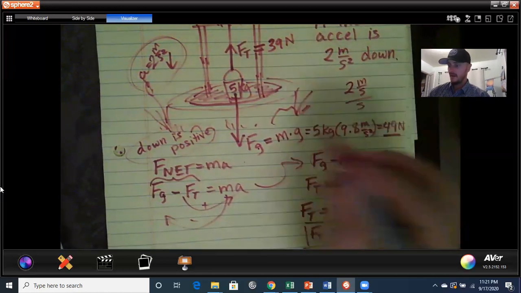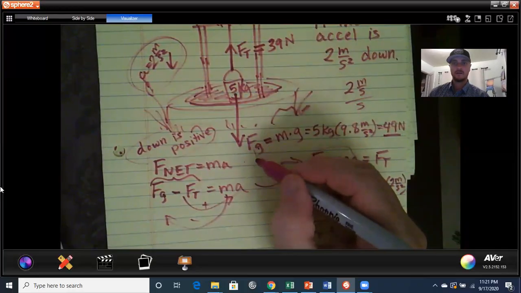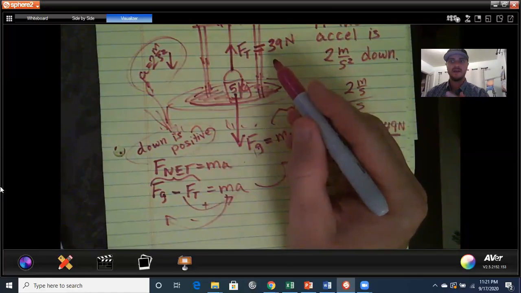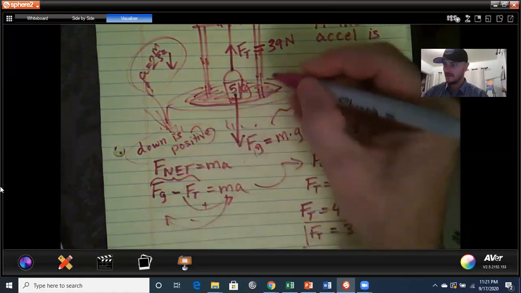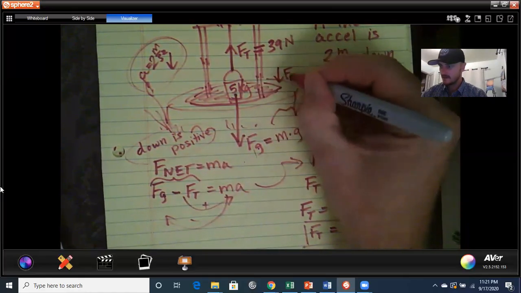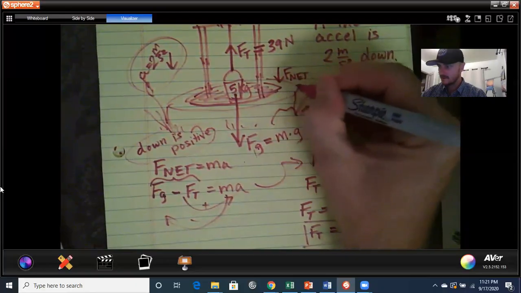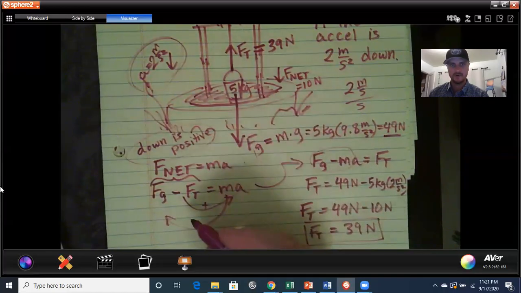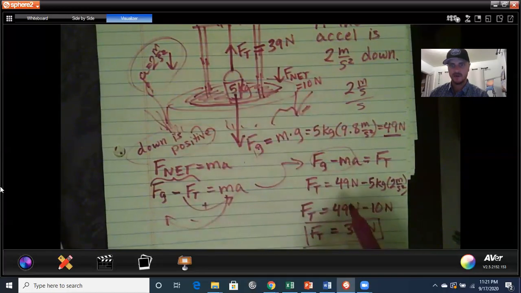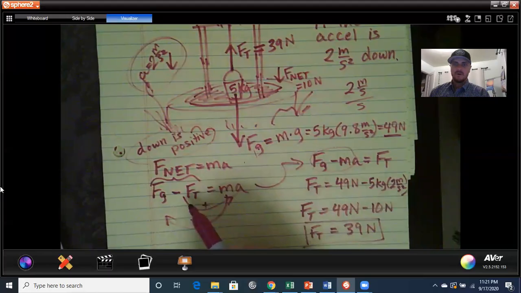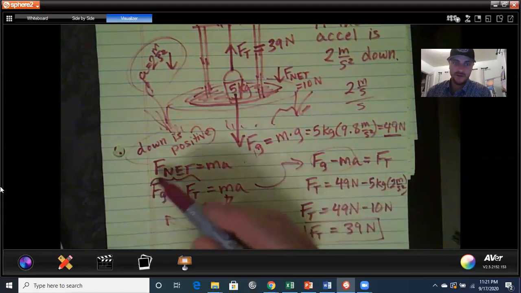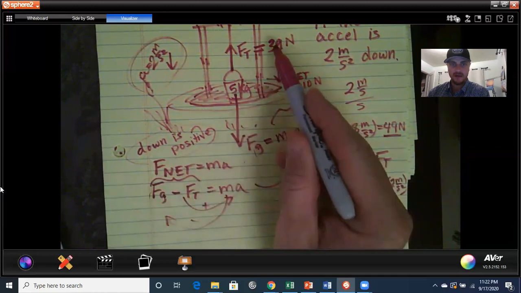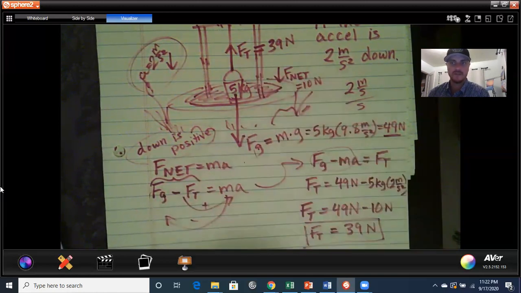But my gravity acting down was 49. My tension acting up was what? 39. So what's my F net? Well, isn't it just 10 newtons downward? Isn't the sum of all my forces 10 newtons downward? Yes, that's exactly what I did here. Well, I didn't do that in the problem because I was looking for FT, but now you can see when I put FT back in, it's just 10 newtons downward.